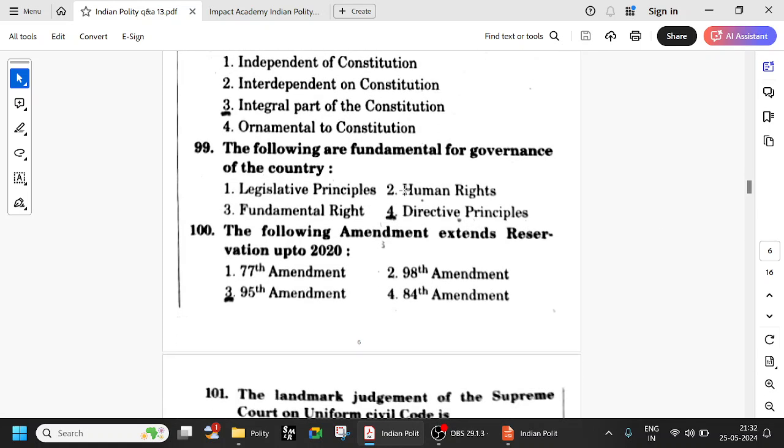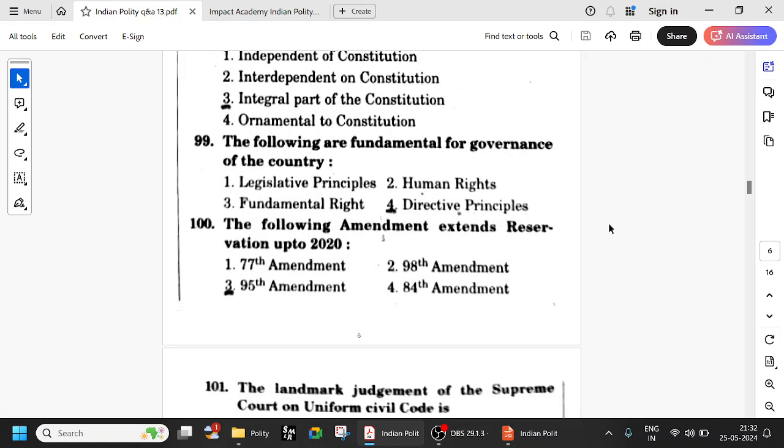The following are the fundamentals for governance of the country. See, fundamental rights are limitations on the government. Okay, so directive principles are the fundamentals for governance of the country. So any government that comes to power will look at the directive principles for governance. Okay, whatever the directive principles are saying, look after the welfare of the state. Okay, avoid intoxicating drugs and all these things. So most of the laws we have about governance are based on the directive principles, and the directive principles we've taken from the Irish Constitution.